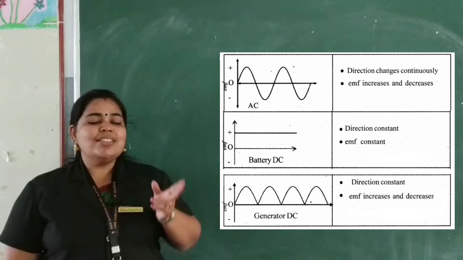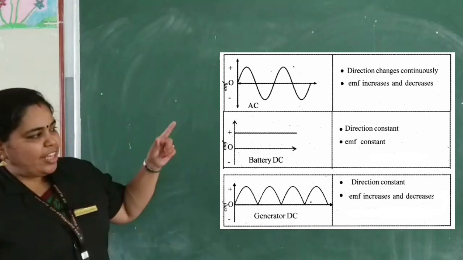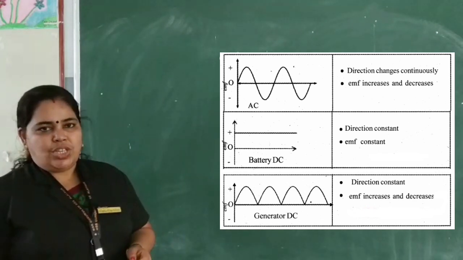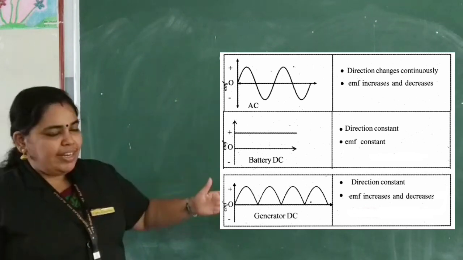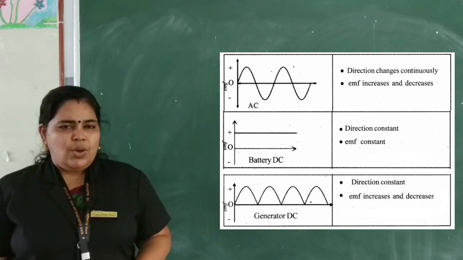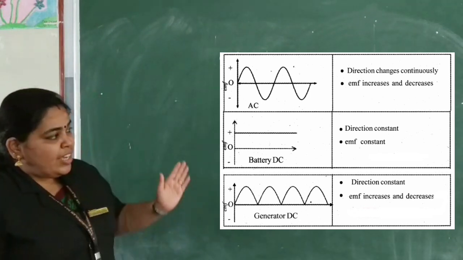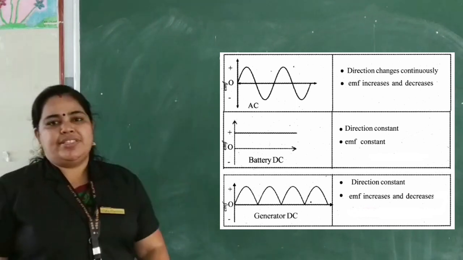AC changes its direction continuously. So here the direction of current is changing, positive half and negative half. What about the magnitude of EMF? Here the EMF increases and decreases.